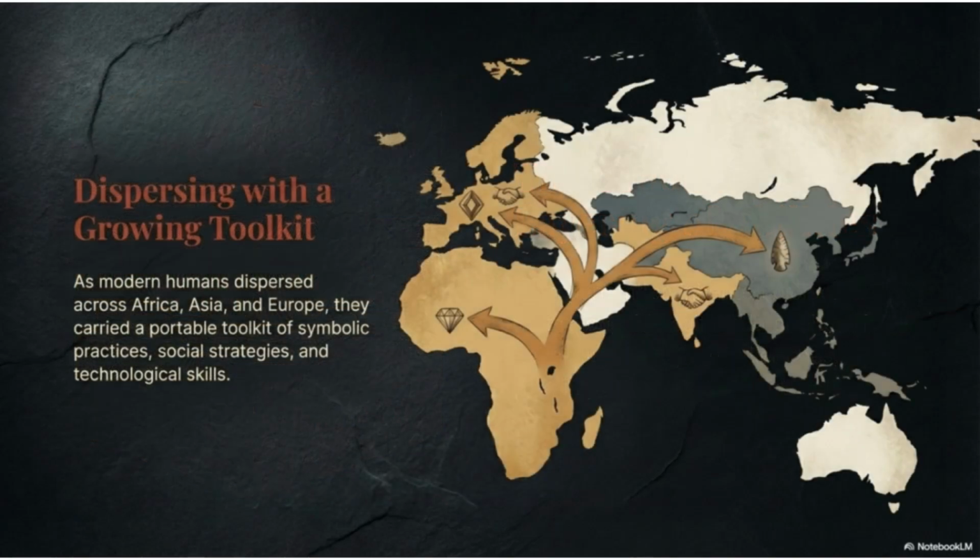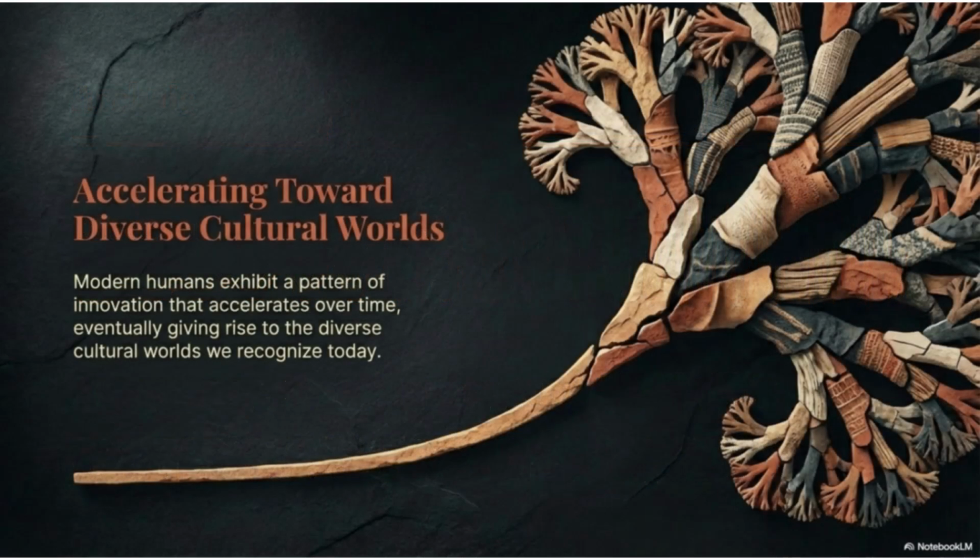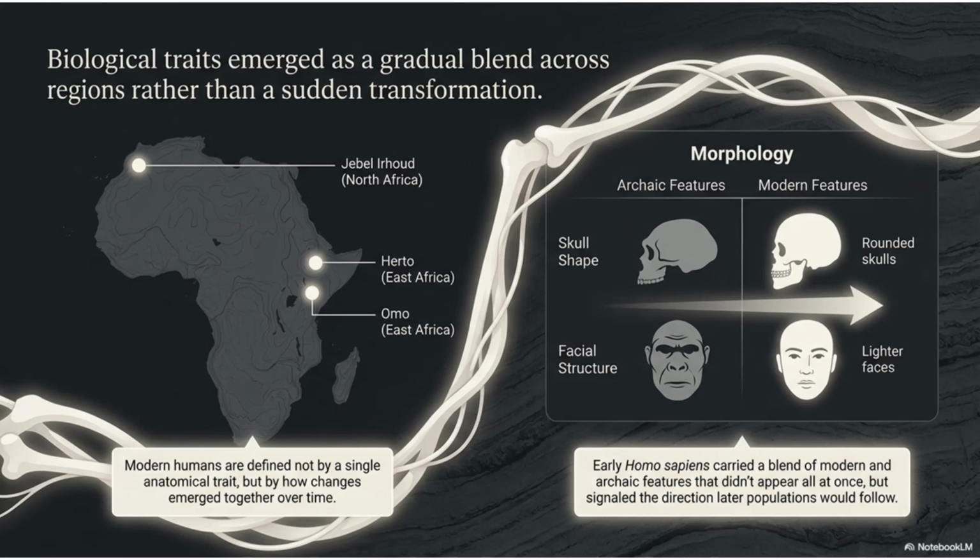By the time modern humans began dispersing widely across Africa, Asia, and Europe, they carried with them a growing toolkit of symbolic practices, social strategies, and technological skills. So when we contrast archaic and modern behavior, the distinction isn't about who was smart and who wasn't. It's about how frequently, how consistently, and how flexibly certain behaviors appeared. Modern humans show a pattern of innovation that accelerates over time, eventually giving rise to the diverse cultural worlds we recognize today.